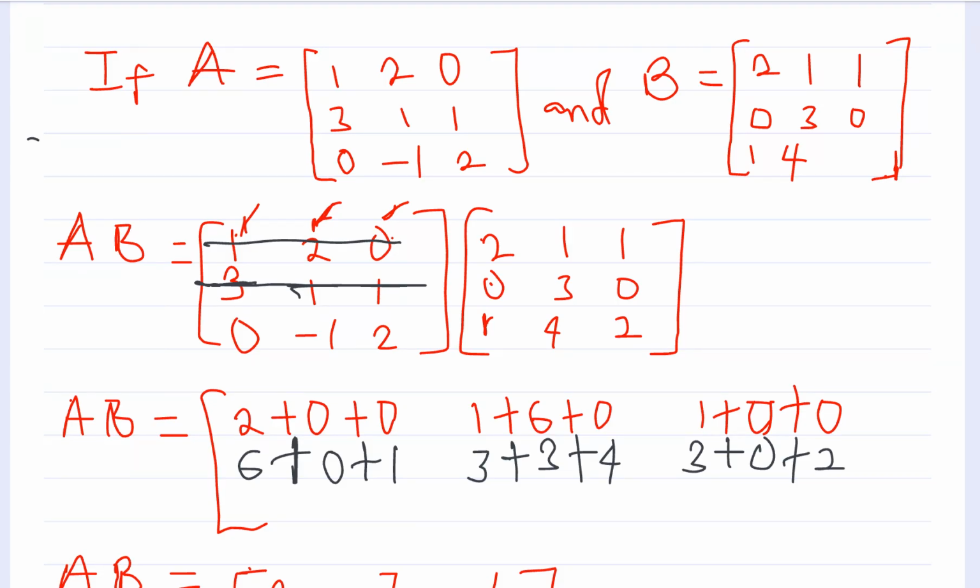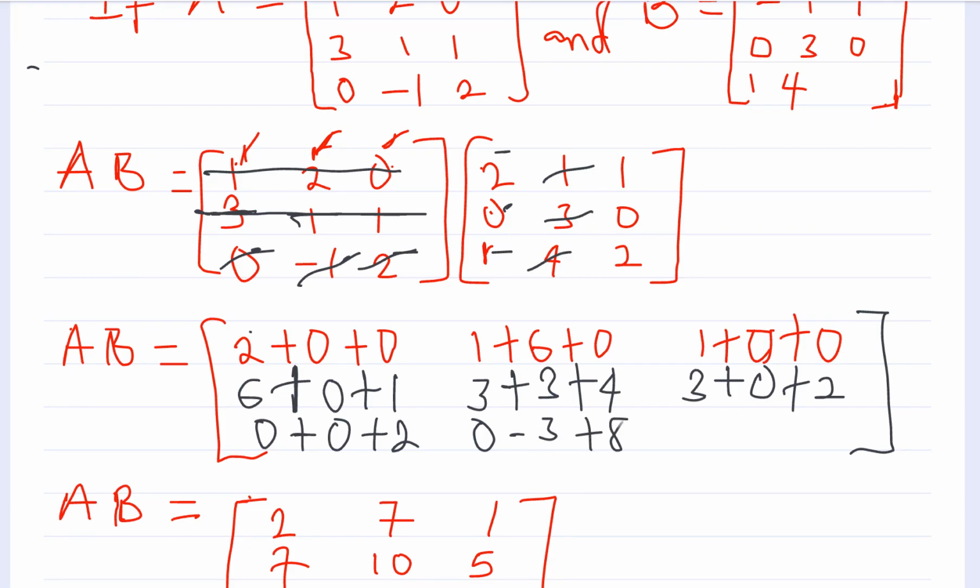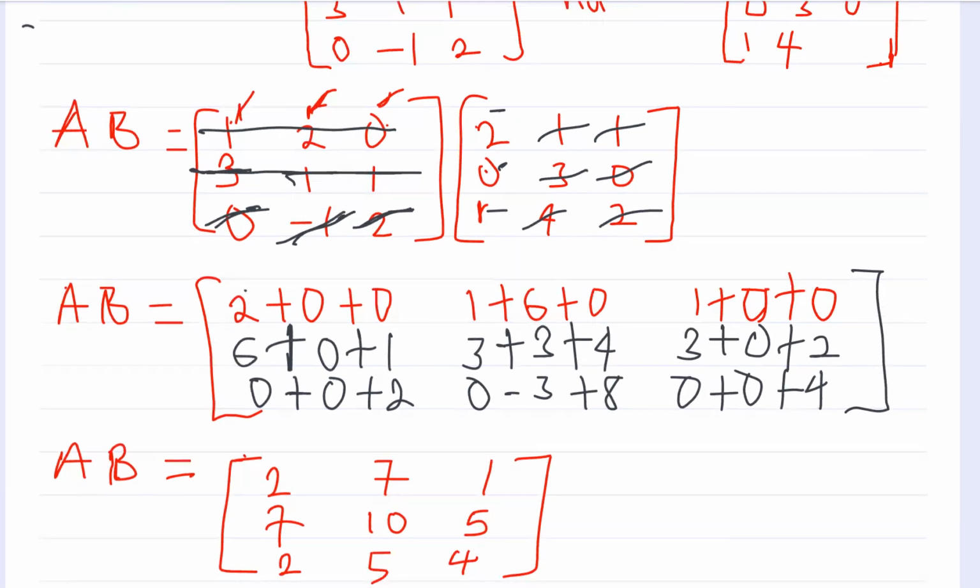Alright, so we are on the last row now. 0 multiplied by 2, 0, negative 1 multiplied by 0 plus 0, 2 multiplied by 1, 2. 0 multiplied by 1, 0, negative 1 multiplied by 3, negative 3, 2 multiplied by 4, 8. 0 multiplied by 1, 0, negative 1 multiplied by 0, 0, 2 multiplied by 2, 4. Do you understand that now?